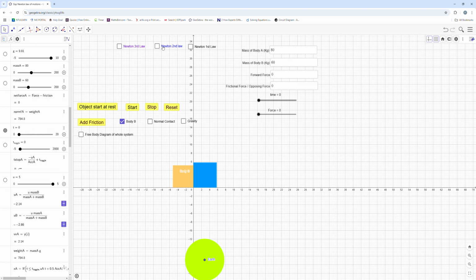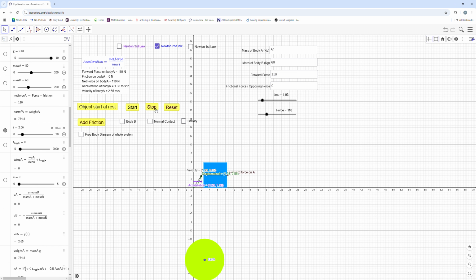Okay, so for Newton's second law, that is where the acceleration, displacement, and velocity-time graphs will appear to help students visualize the movement of the object. You can have objects start at rest, and then you can pull your force in. So I take away body B, and pull the force in. Let's say 100, and then I press start, and the graph will follow.